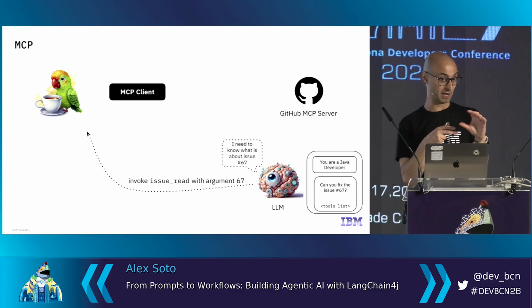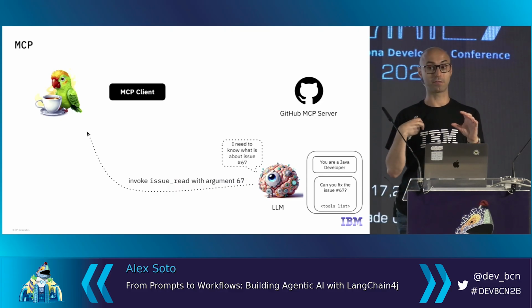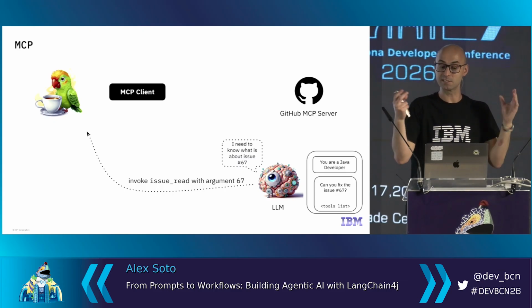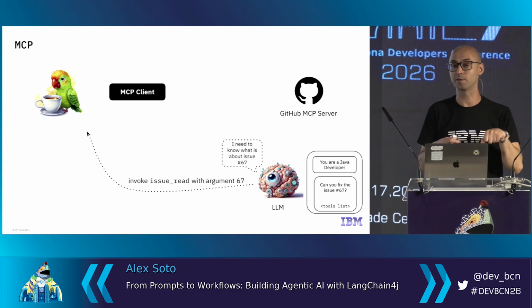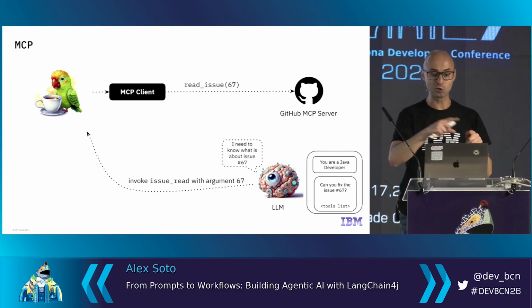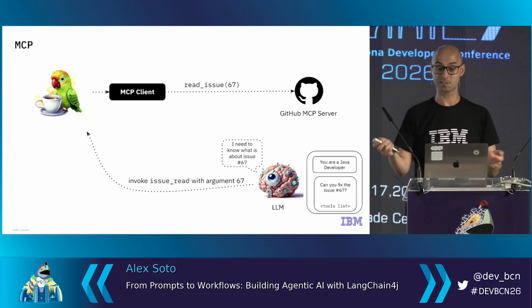RPC application, so my model is doing nothing. The model is just saying to my application, invoke something, which basically is invoke the issue read with argument number 67. So my application will use the MCP client to connect to the GitHub MCP server saying, hey, can you read the issue number 67?